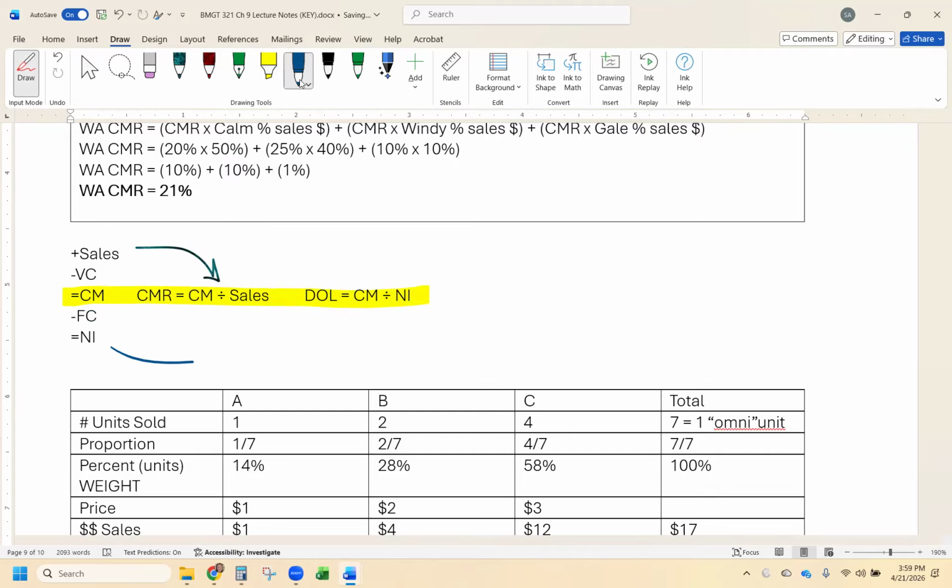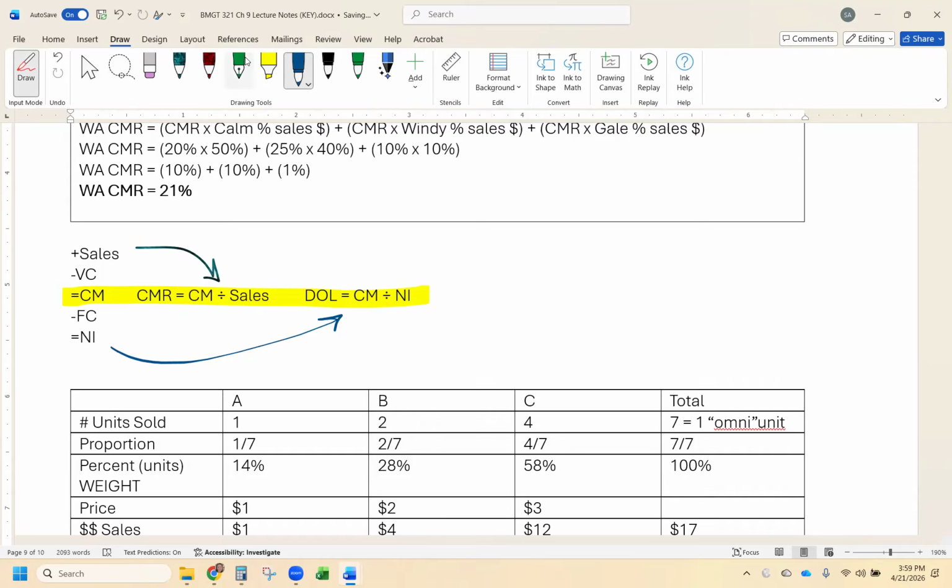And for the degree of operating leverage, it's contribution margin divided by net income. And these 2 numbers, sales and net income, they're the same on a regular income statement or contribution margin income statement. It's just the numbers in the middle that are different. In the middle, you have cost of goods sold, gross profit, operating expenses, or period expenses. Here you have variable cost, contribution margin, fixed costs. All right, so the CMR is the contribution margin divided by sales. So because contribution margin is using sales in the calculation, we're going to use the sales weight for that.